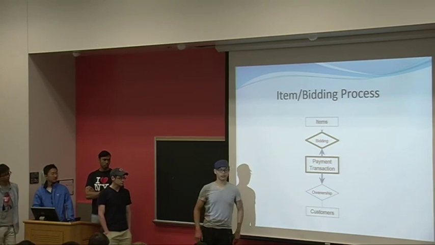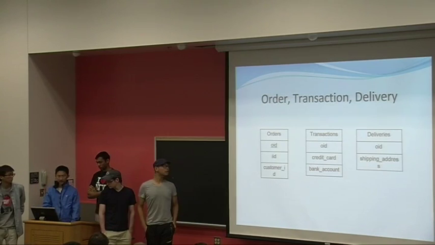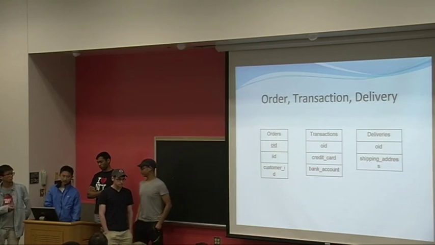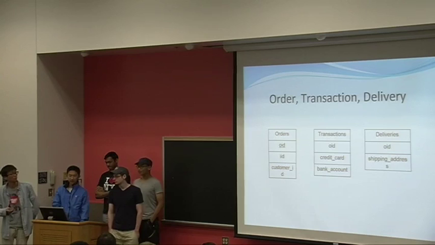Okay, after a customer decides to buy or wins an auction, we'll need an order to record that. And then we'll go to transactions, to payment, and then go to deliveries.